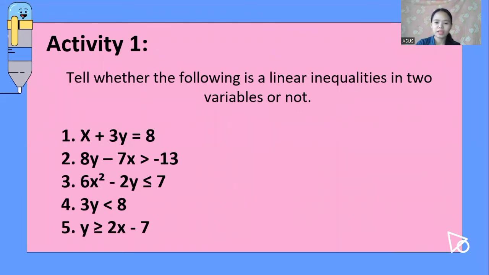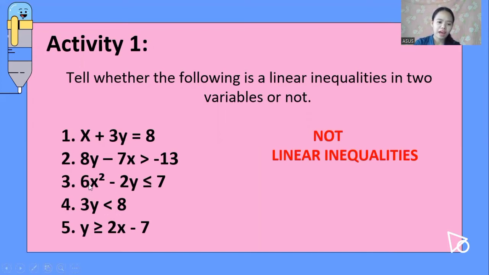Tell whether the following is a linear inequality in two variables or not. Number 1, x plus 3y is equal to 8. It is not a linear inequality since there is an equal sign, meaning it is a linear equation. Second, 8y minus 7x is greater than negative 13 is a linear inequality since we have x and y and the symbol that we used is greater than, meaning it is a linear inequality.